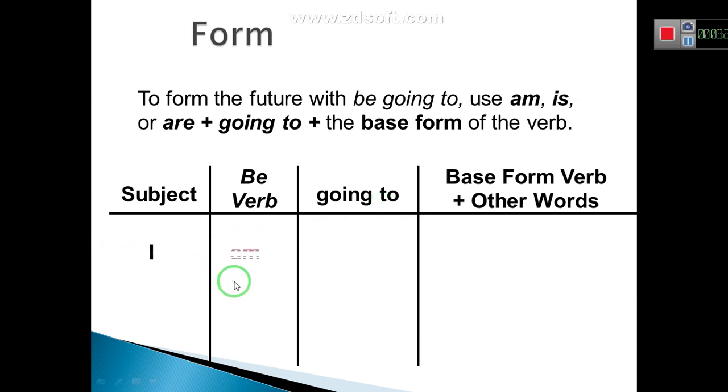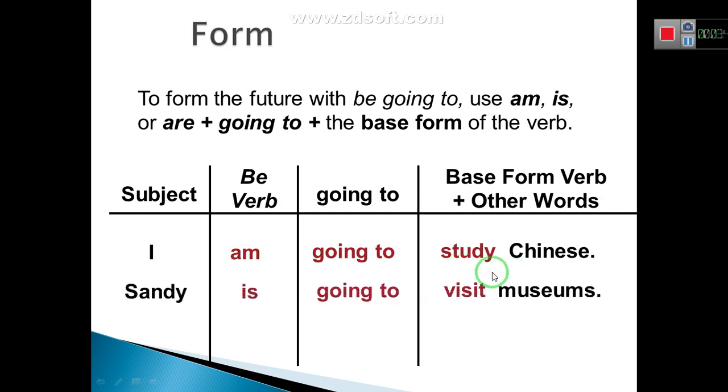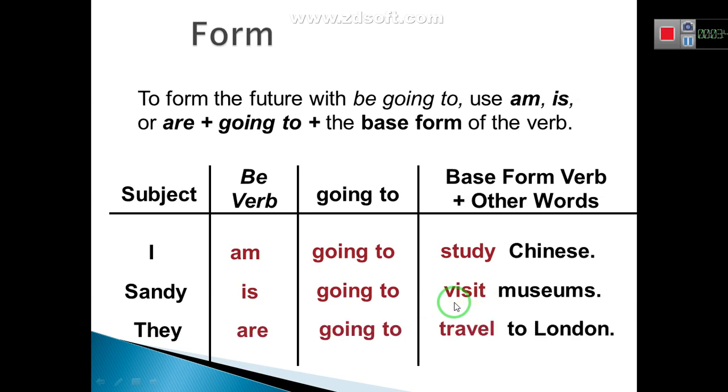Let's see the example. I am going to study Chinese. I am going to. After I, the subject, verb be am, going to. Study is the base form. Sandy is going to visit museums. Sandy is going to, and visit is the verb. They are going to travel to London. They, subject, are, verb be, and going to, and the base form of the verb, which is travel.